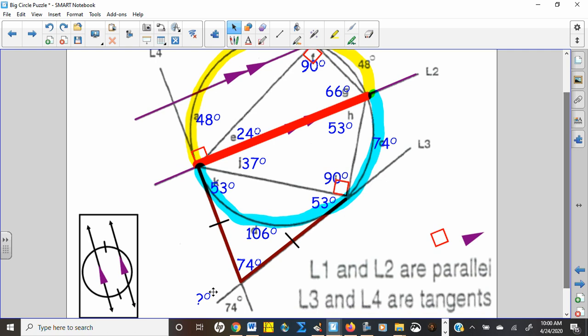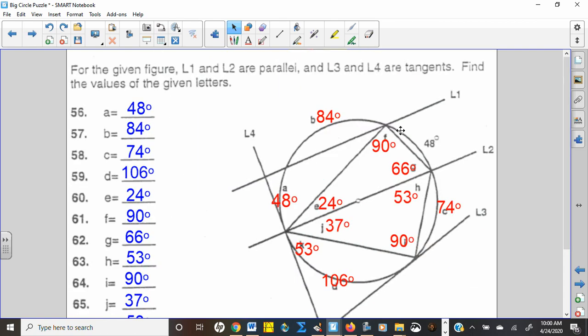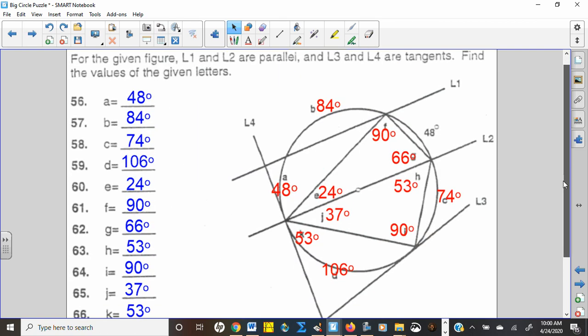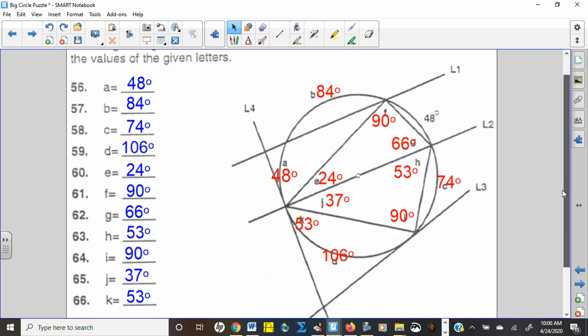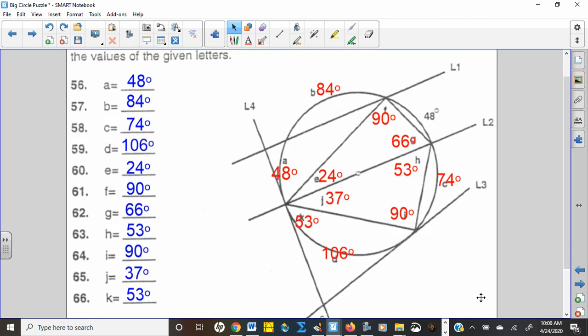Certain things you really had to start with, like down here, you better have started with that 74 or you weren't going to work your way up here. But a number of different theorems were at play. Here are all the answers together so you can look at them. Take as much time as you need, and then if you still are confused about any of the relationships that we just used, please let me know.